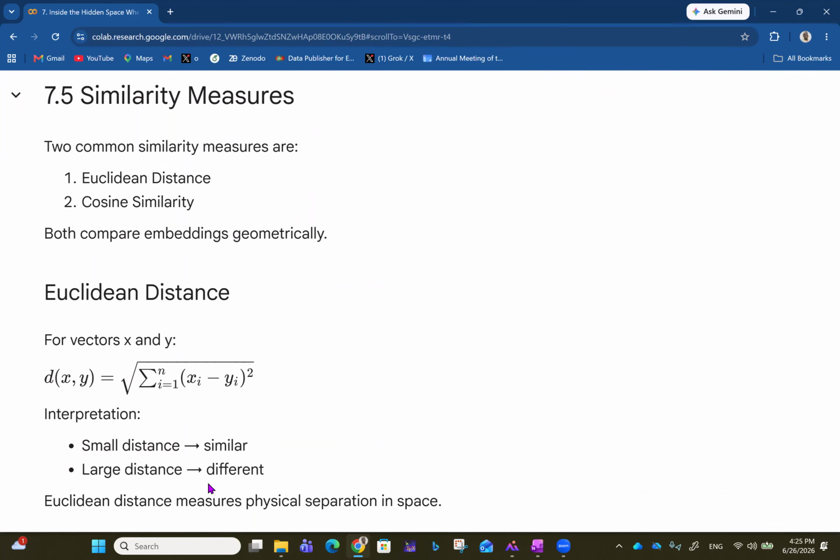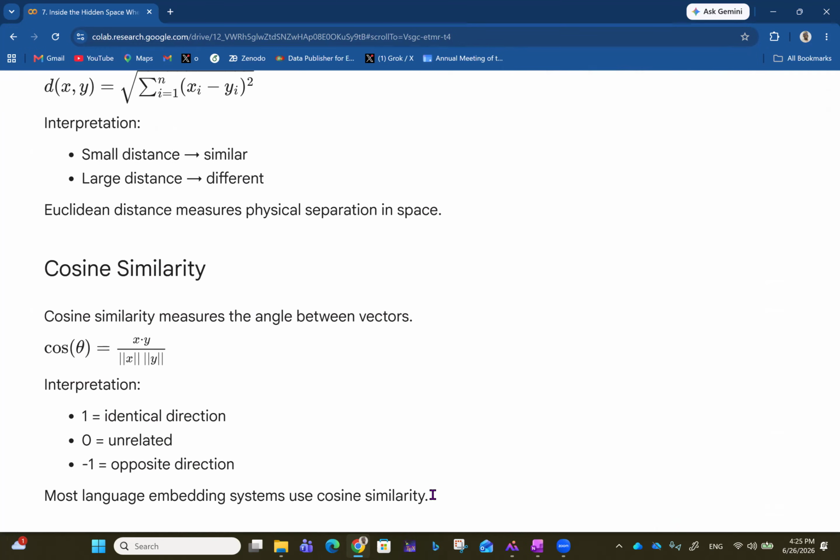For Euclidean distance, for vectors x and y, the distance between x and y is the square root of the summation from i equals 1 to n of (xi minus yi) squared. The interpretation is that small distance means the objects are similar, while large distance means the objects are different. So Euclidean distance measures physical separation in space.